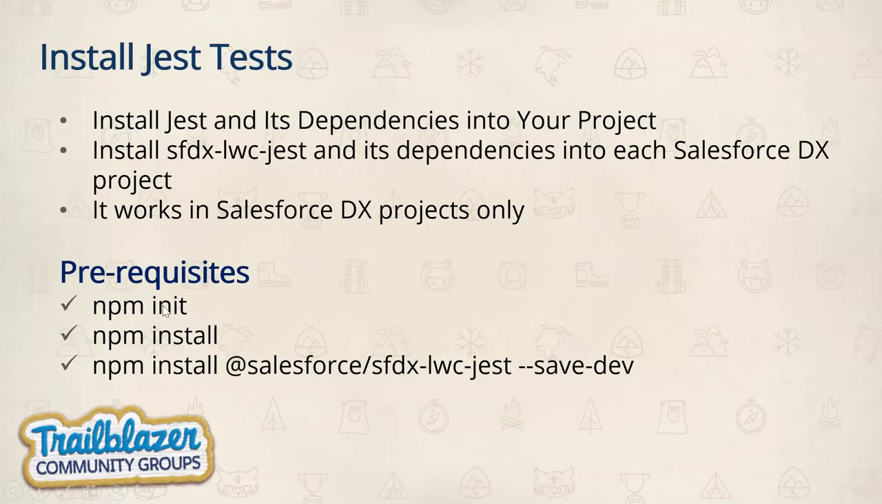Once you run the command in your terminal, it will create all the necessary files and information in your package.json at the top level directory of your project. If you run the second command, npm install, it creates a package-lock.json file, which will have all the information about your Jest and other test information.